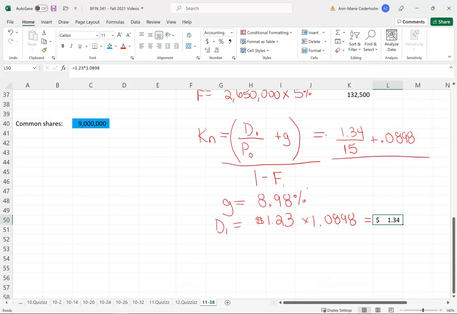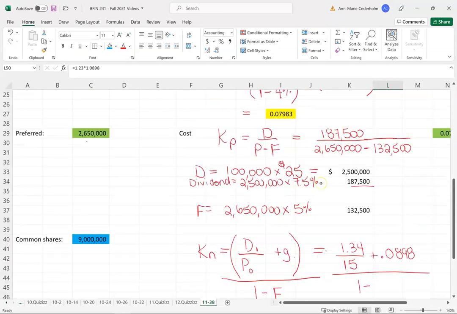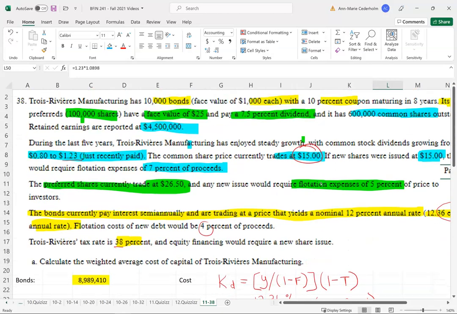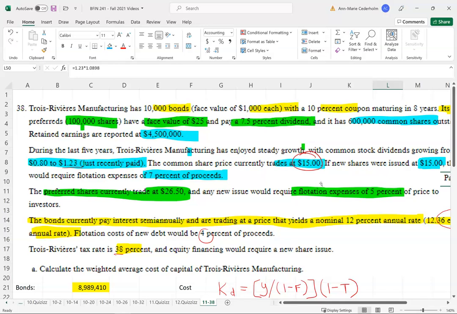And then the bottom part is 1 minus the cost. So the flotation, I believe in this question was, here it is, 7%.